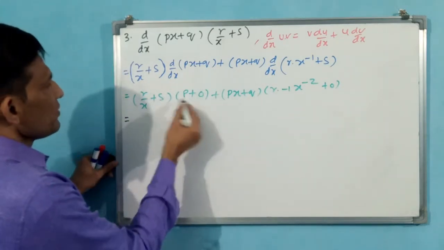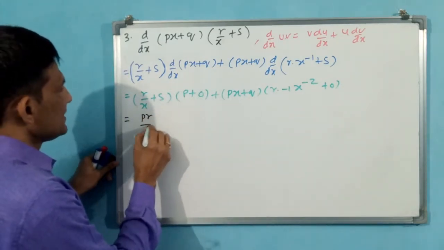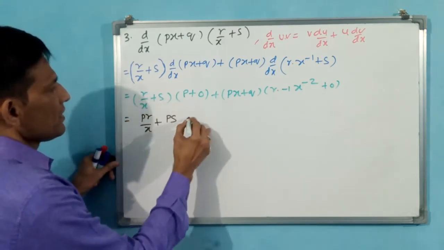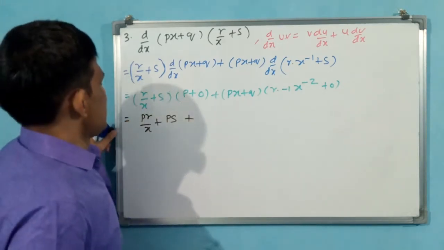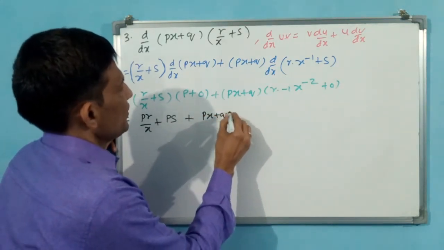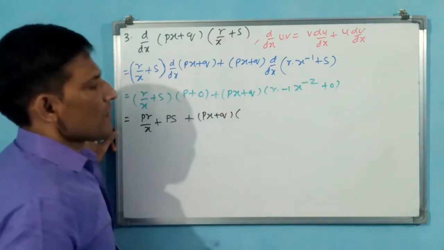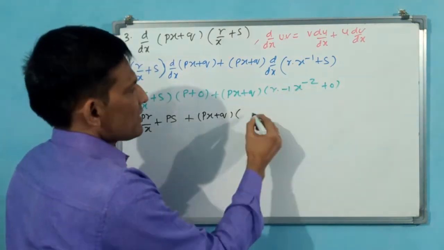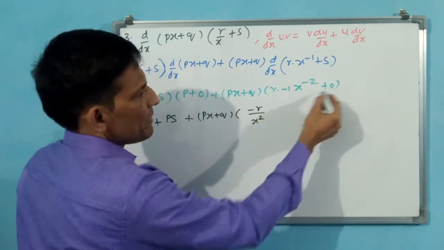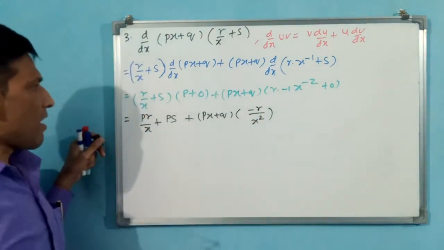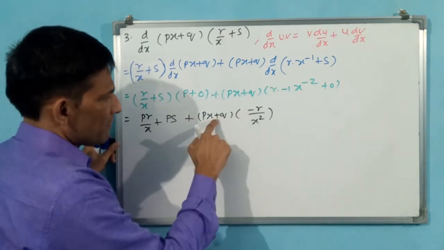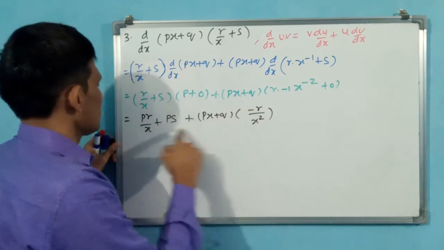P plus 0 means p only. You write pr by x plus ps. Okay, now you see, px plus q into minus r by x square. Why? Because plus 0 is there. Again you substitute. You see both minus r is there. For px and q, both are minus r going to come.